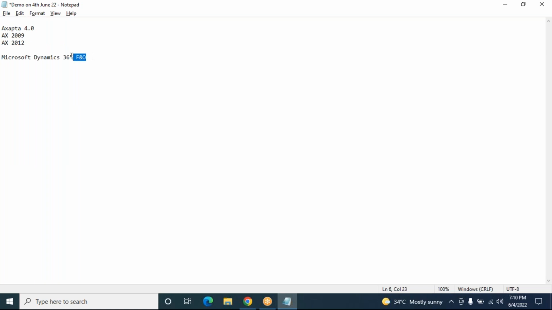Now, the major difference between these two is that the earlier versions are desktop applications, whereas Microsoft Dynamics 365 F&O is a web-based application. Anyone has any idea, what is the benefit of a web-based application? Anyone has any idea? A simple example for web-based applications.